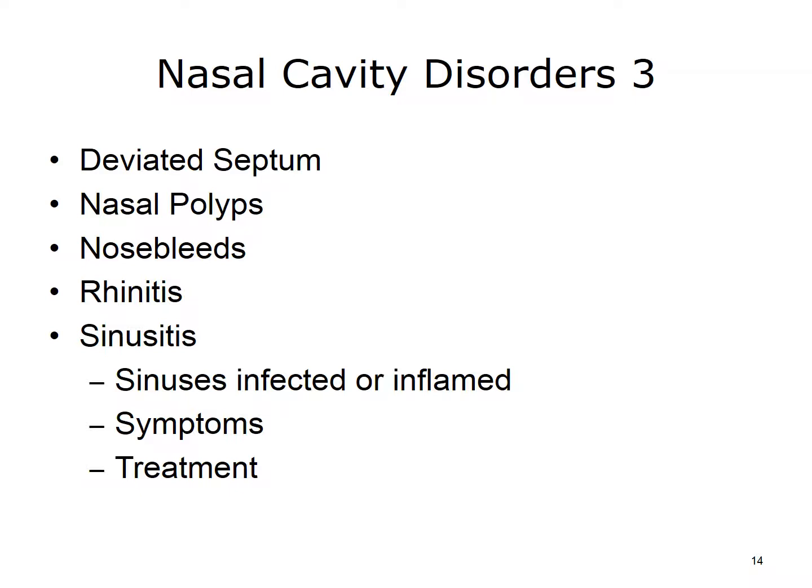Sinusitis can be acute, defined as lasting for less than 4 weeks, or chronic, defined as lasting much longer. Symptoms of sinusitis include fever, weakness, fatigue, cough, congestion, and postnasal drip. Treatments include antibiotics, decongestants, pain relievers, saline nasal sprays, and vaporizers.